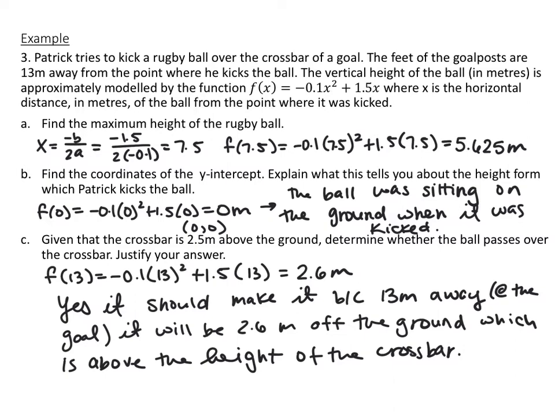For part C, given that the crossbar is 2.5 meters above the ground, determine whether or not it'll pass the crossbar. Well, I used the fact that he's 13 meters away from the goalpost, so I wanted to figure out the height of the ball at that 13 meters.